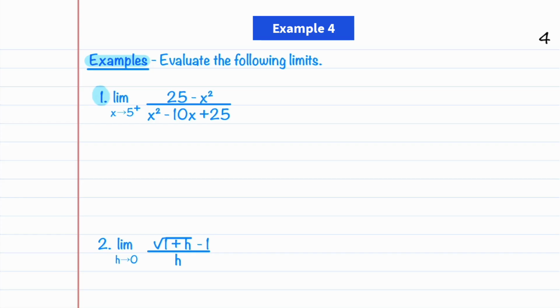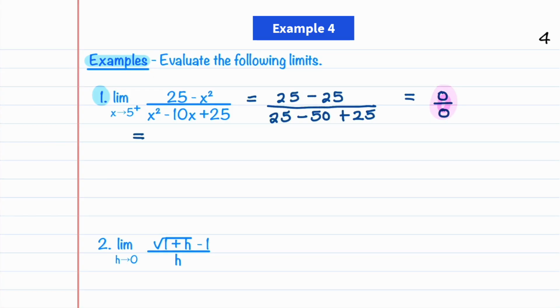The first thing that we always want to do is to just plug in our number and see what we get. So this is 25 minus 5 from the right squared, which is 25, all divided by 5 to the right squared again, so that's 25, minus 10 times 5, which is 50, plus 25. So you can see that this gives us 0 divided by 0, which is an indeterminate form. When we look at this problem, we see that we have a quadratic in the numerator and in the denominator, so that clues us in that we can probably use factoring to evaluate this limit.